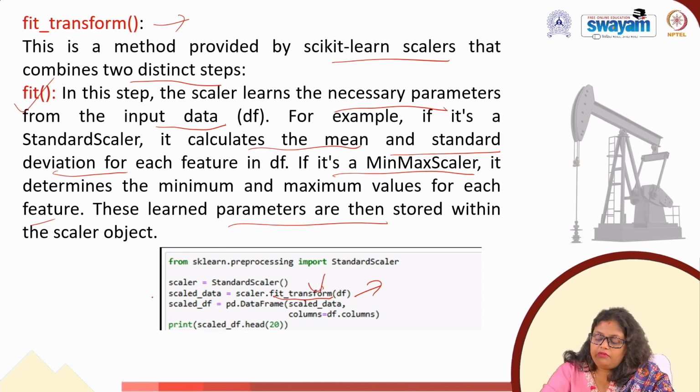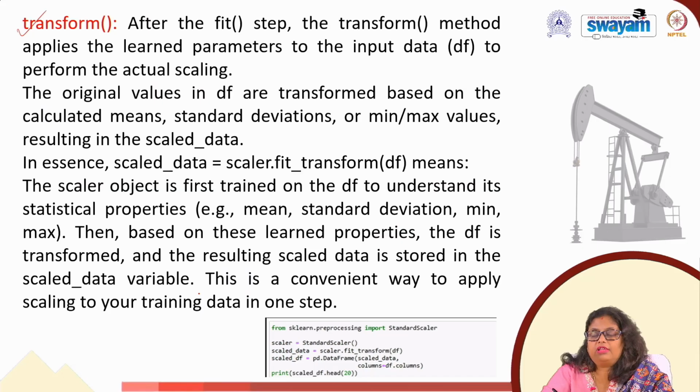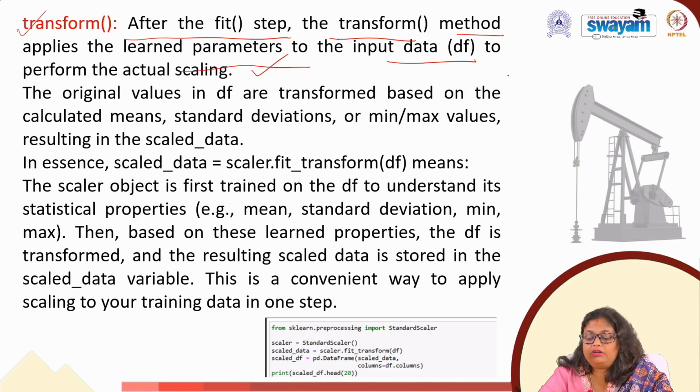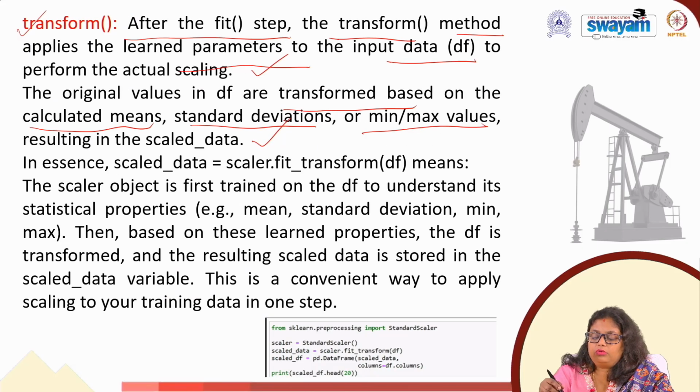These learned parameters are then stored within the scaler object. So once it has learned, where does it get stored? It gets stored in the scaler object. Talking about transform, after the fit step, the transform method applies the learned parameters to the input data df to perform the actual scaling. Once it gets the values, it transforms them using the learned parameters. So the original values in df are transformed based on the calculated mean and standard deviation, or min and max values, resulting in scaled data. That is the result, and it is put here.